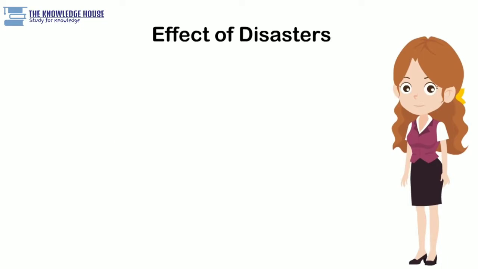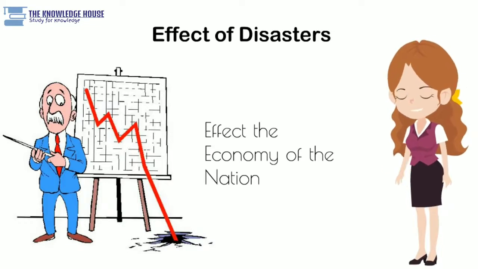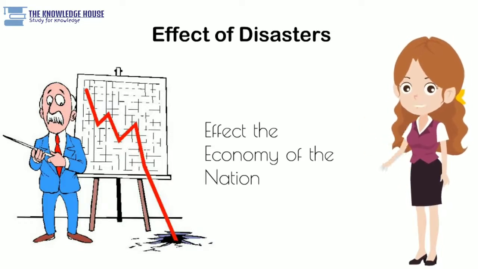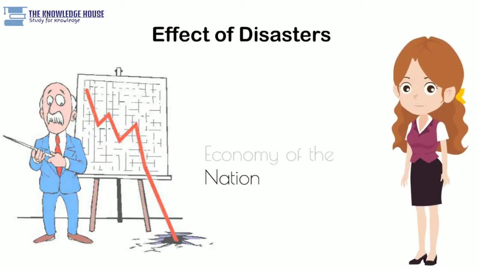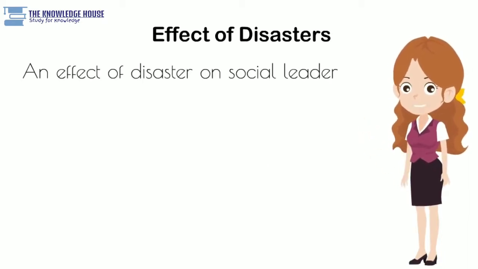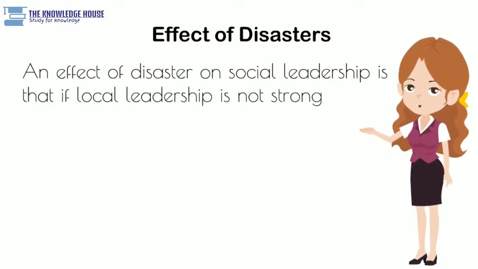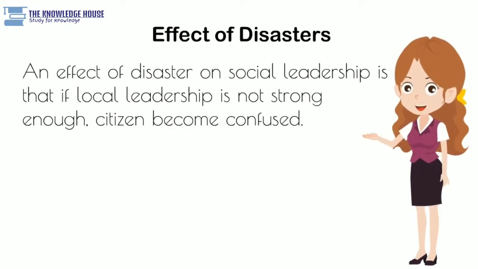Disasters definitely affect the economy of the nation. That effect is always relative to the disaster and economy, i.e., if any port is destroyed, there are long-lasting effects on the economy due to huge expenses on its reconstruction. An effect of disaster on social leadership is that if local leadership is not strong enough, citizens become confused. It affects their participation in rescue and rehabilitation activities.